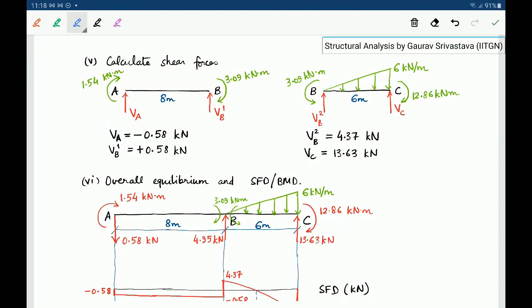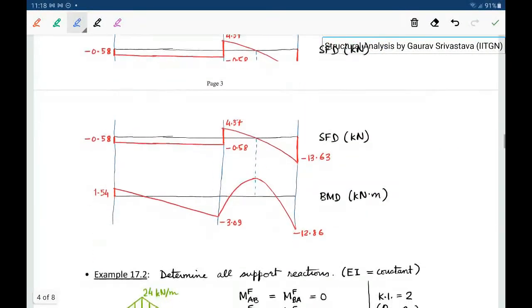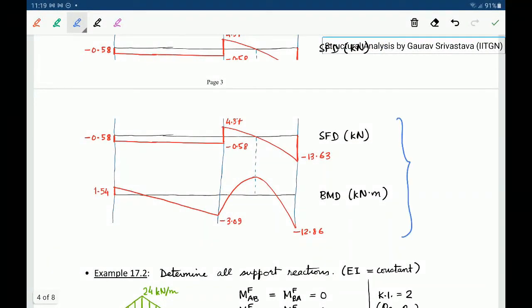So once we have calculated the moments, we can consider equilibrium of the individual members. We can calculate the shear forces, right? So this is just coming from equilibrium. And then, we can combine all of that for the overall equilibrium. And once we have drawn the overall equilibrium, then we can draw the shear force diagram, right? So the shear force and the bending moment diagrams can then be drawn.